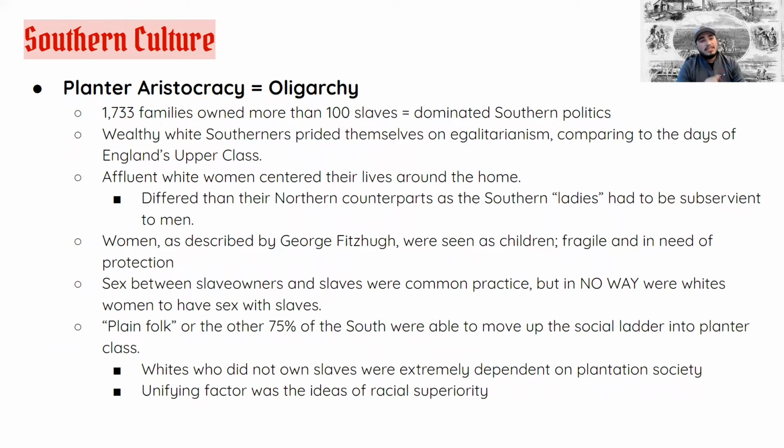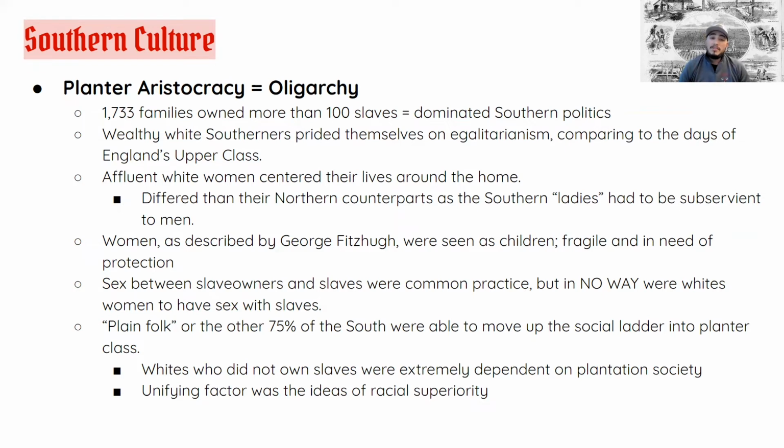Another thing that we should talk about, of course, is Southern culture. If we're talking about that lower South, there is this new planter aristocratic system. Perhaps not new, it's been there since the beginning of Southern culture being created after the American Revolution, but it's grown to its highest point, where you have this elitist group of families who have a lot of power, and they start to create an oligarchy. An oligarchy means when a few have power. So what do I mean by this? Well, there were about 1,733 families who owned over 100 slaves, over 100 people, and they really dominated the platform and Southern politics.